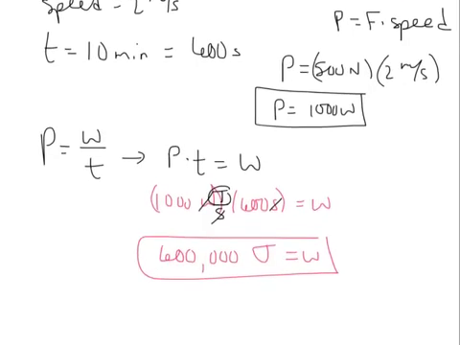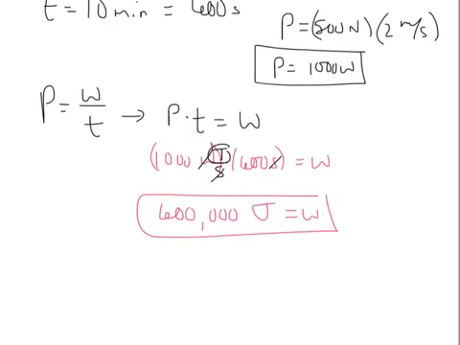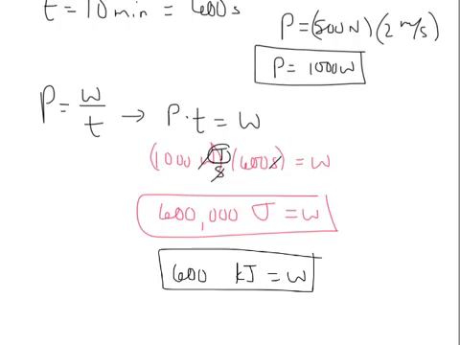Now you could also write this answer, instead of writing 600,000 joules, you could write 600 kilojoules, remembering that kilo means 1,000. So 600 kilojoules is really 600,000 joules.